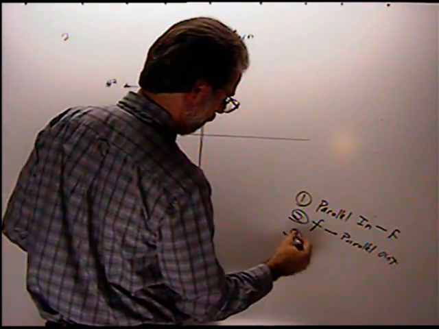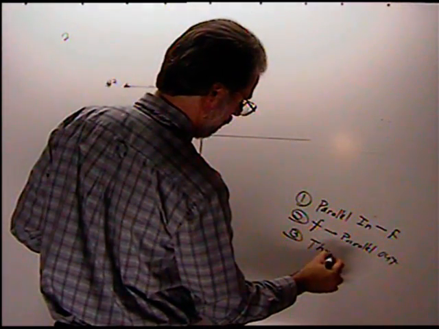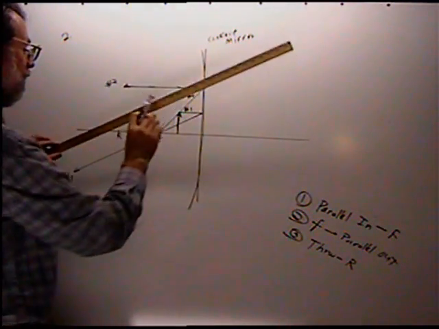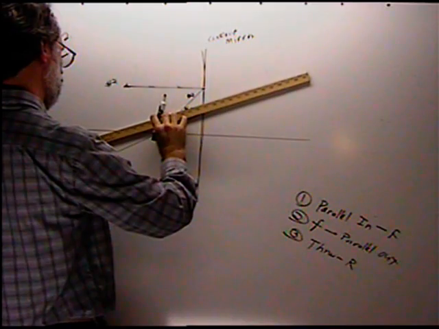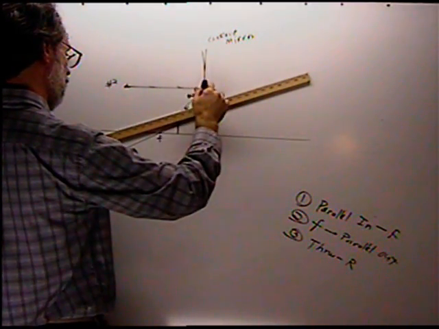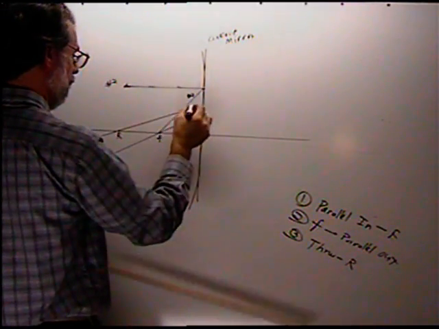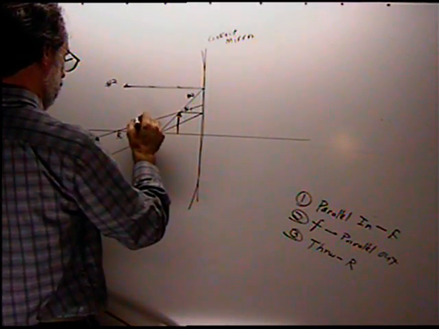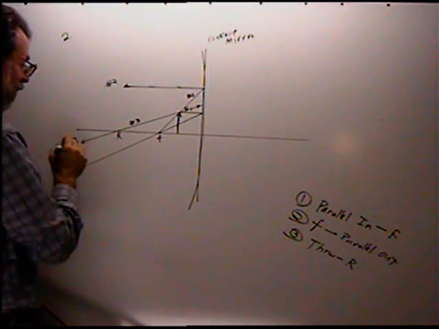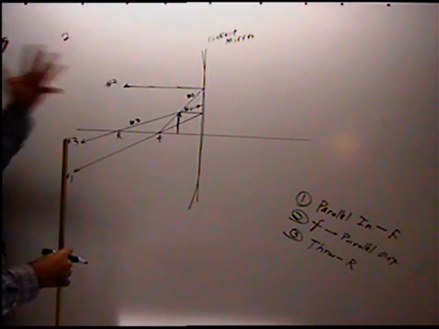Number 3, through the radius. Here's the radius. So we take this through the point, through the radius, and it comes right back. So here's number 3. Now notice that these 3 rays are actually diverging.